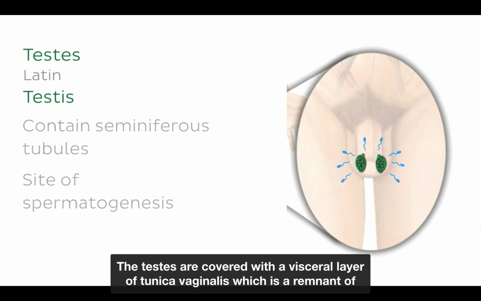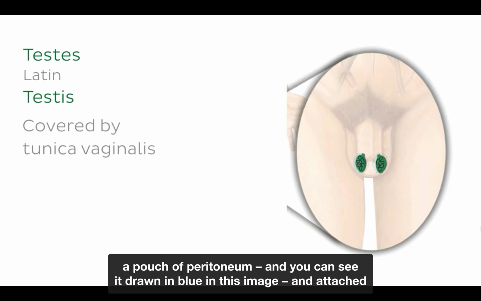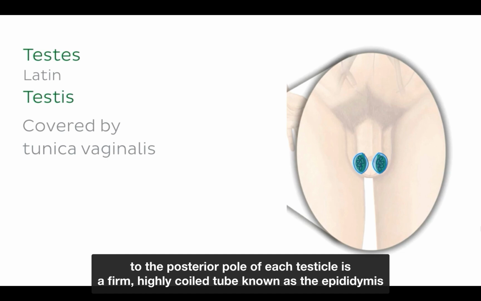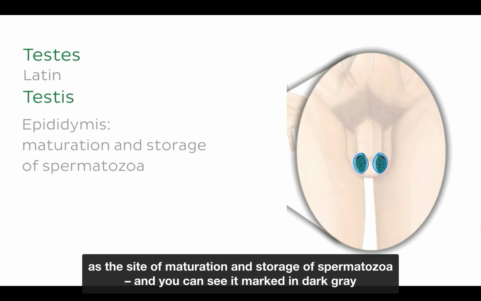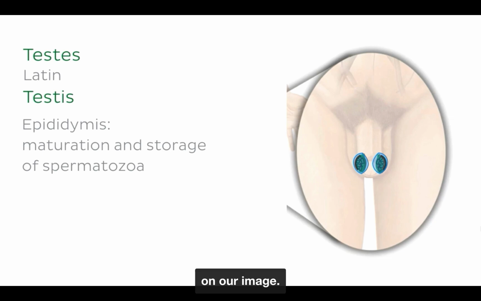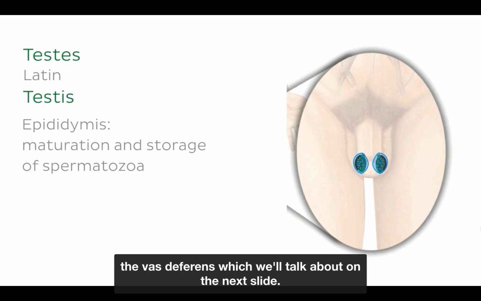The testes are covered with a visceral layer of tunica vaginalis, which is a remnant of a pouch of peritoneum, and you can see it drawn in blue in this image. And attached to the posterior pole of each testicle is a firm, highly coiled tube known as the epididymis, the site of maturation and storage of spermatozoa. And you can see it marked in dark grey on our image. As you can see, it's also contained within the tunica vaginalis, and it's continuous with the vas deferens, which we'll talk about on the next slide.